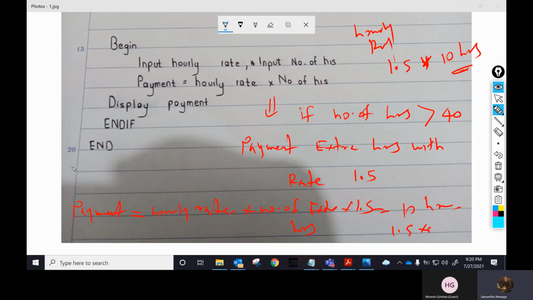You just think about the extra hours. You are clear with this. This is the normal general payment. Extra hour payment, how you are going to calculate? It's like this. Extra hours payment would be number of extra hours. Got it?